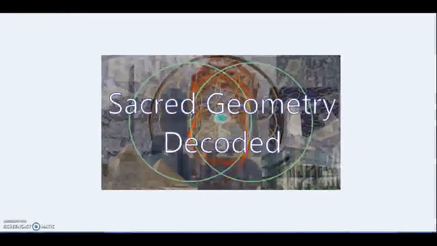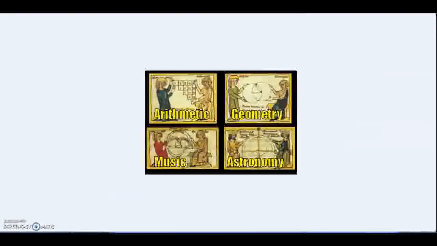Hello, this video will be one more in the ongoing series focused on what's often termed harmonic numbers, especially how arithmetic, geometry, music, and astronomy, the quadrivium of the seven liberal arts, relate, and the trivium is separate from the quadrivium.